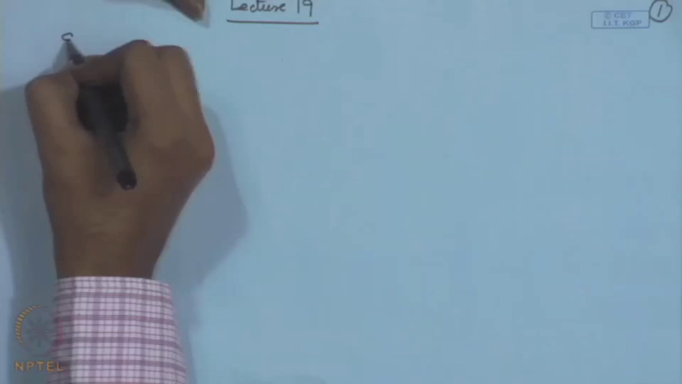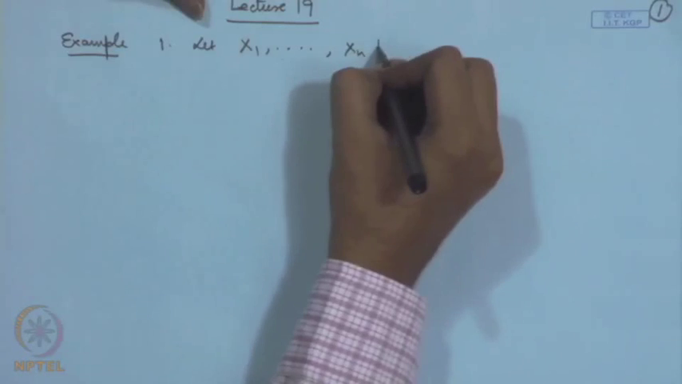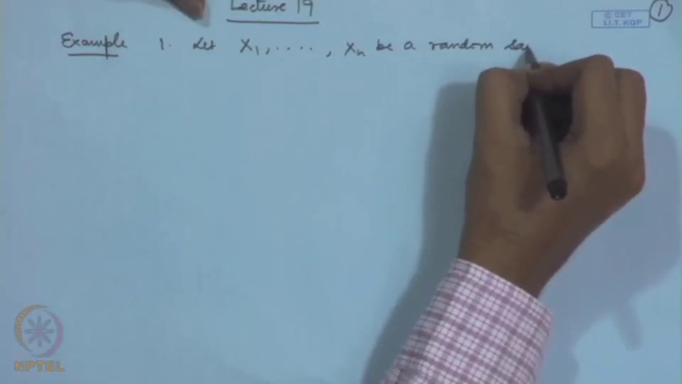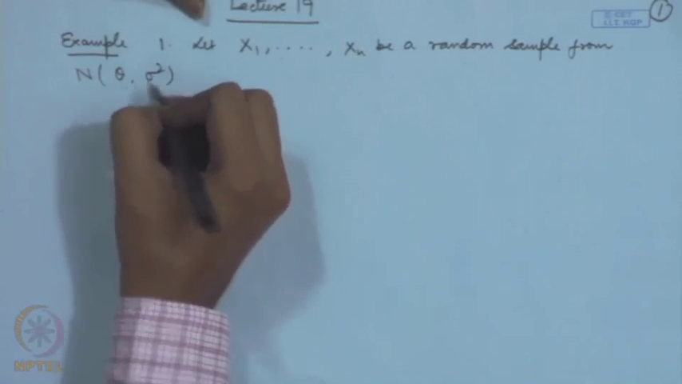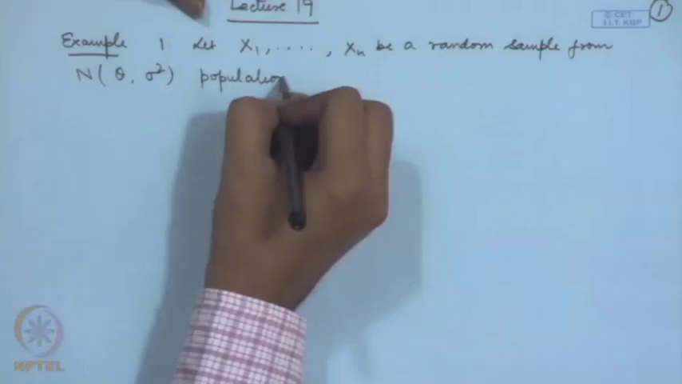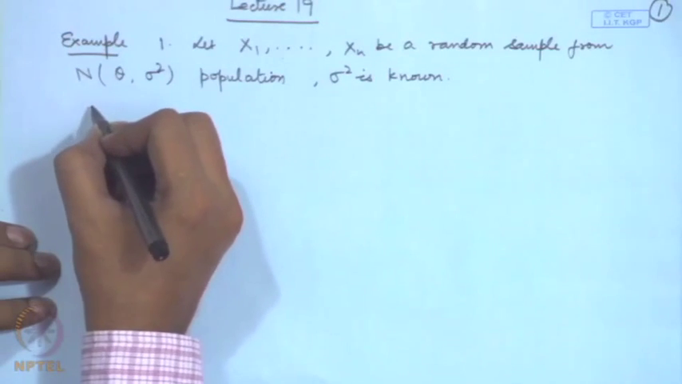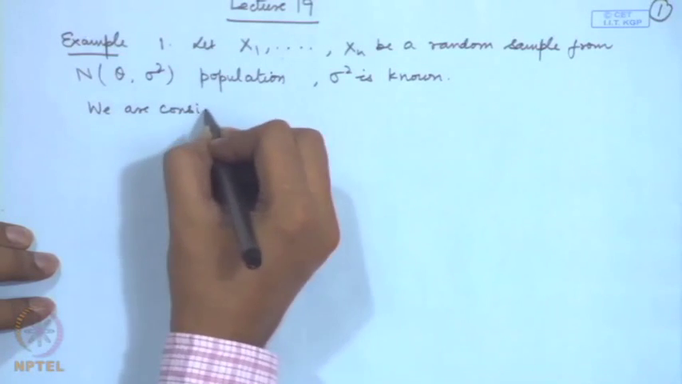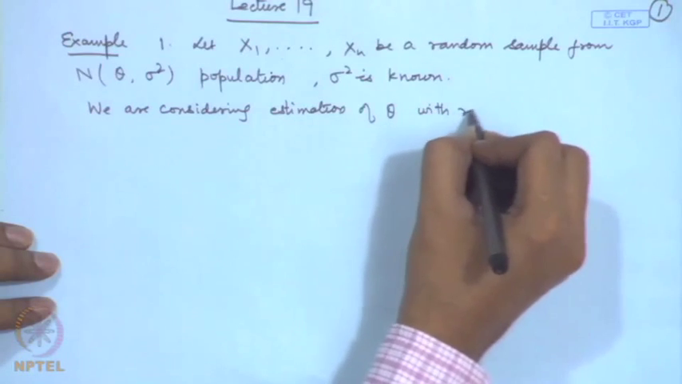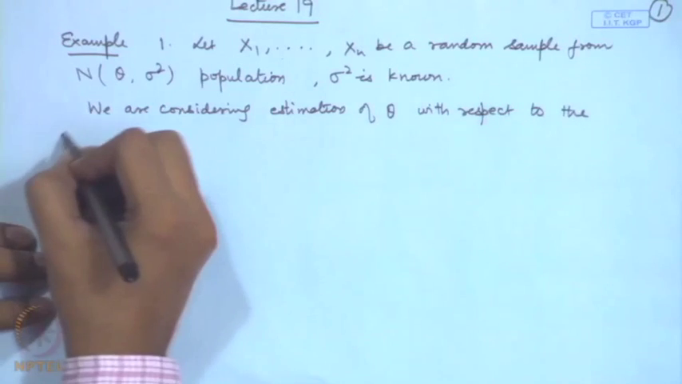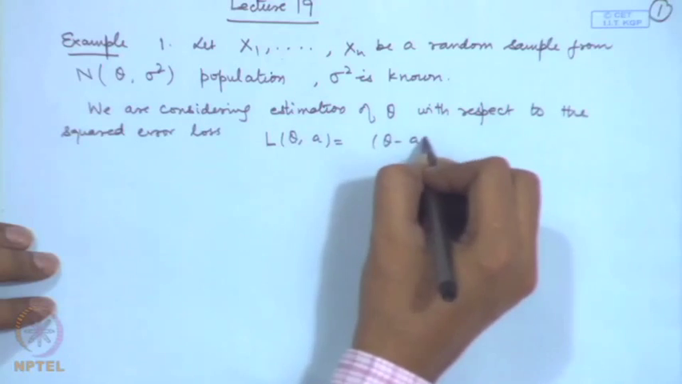So, let us take X1, X2, ..., Xn to be a random sample from a normal(theta, sigma squared) population, and sigma squared is known. In this case we are considering estimation of theta with respect to the squared error loss function, that is L(theta, a) = (theta minus a) whole squared.